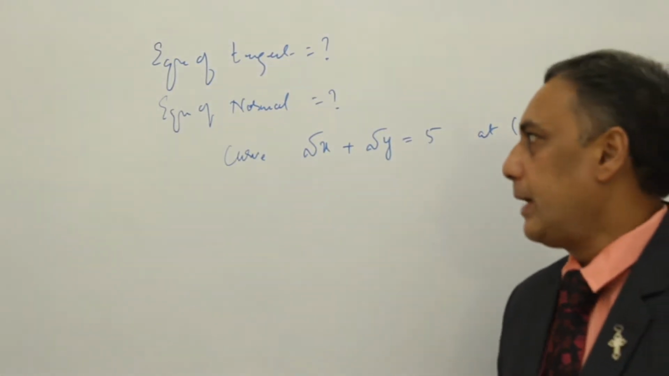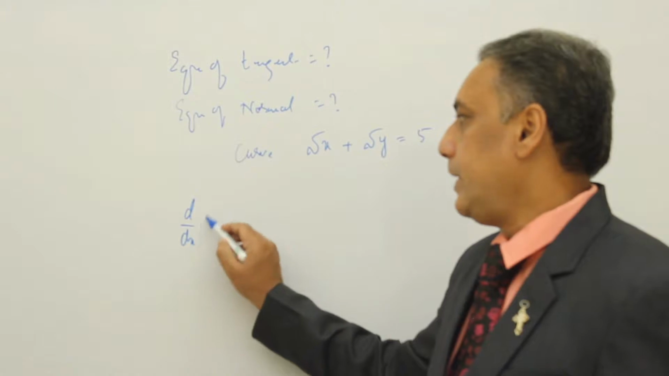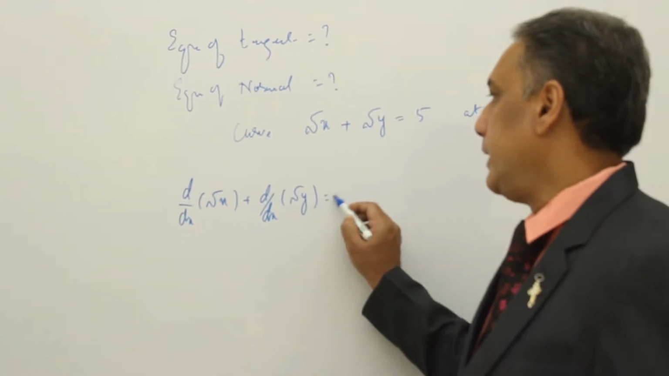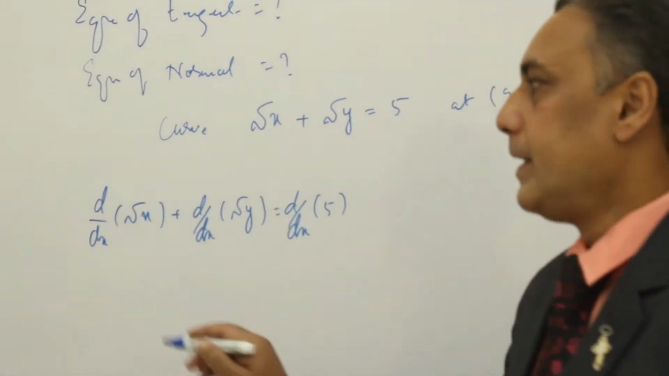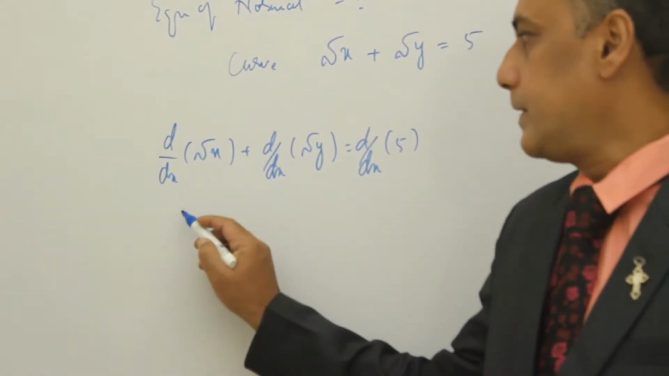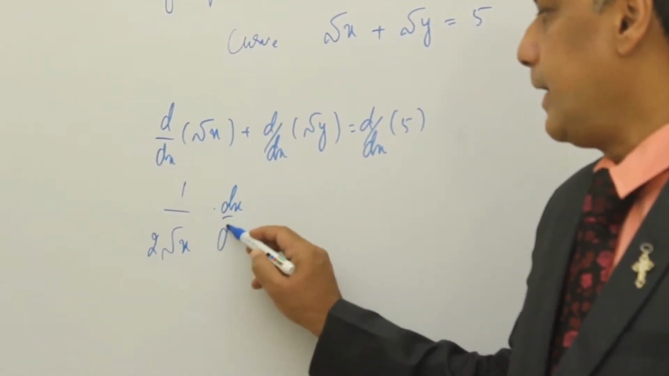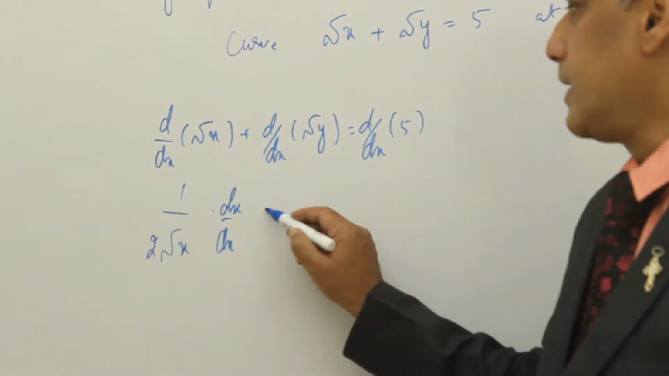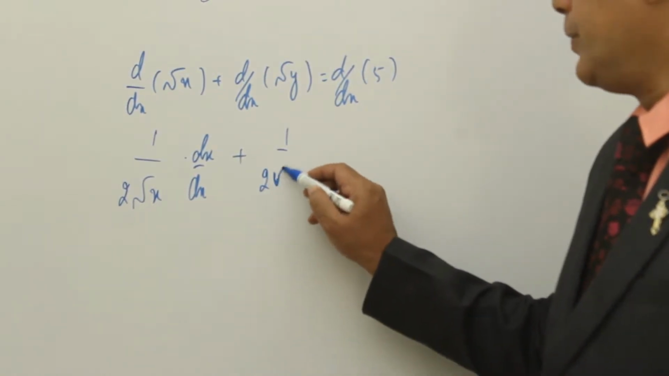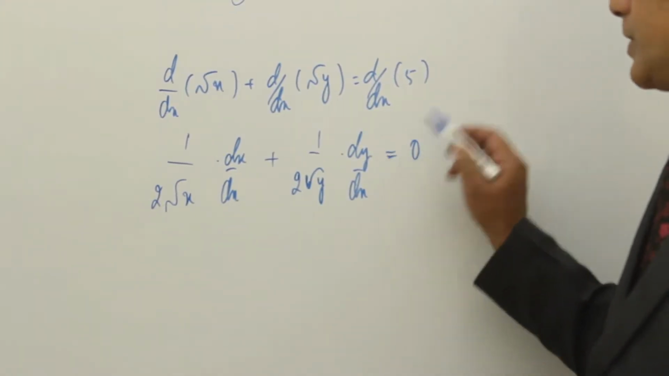So what you do here is, it's again an implicit function. So differentiate this implicit function: d by dx of root x plus d by dx of root y equals d by dx of 5. We know that it's a standard form. The differentiation of root over x is 1 by 2 root x into dx by dx, which is 1, so you can leave it as 1 by 2 root x. Plus, since we are differentiating with respect to x, it will become 1 by 2 root y into dy by dx equals 0. Differentiation of a constant is 0.